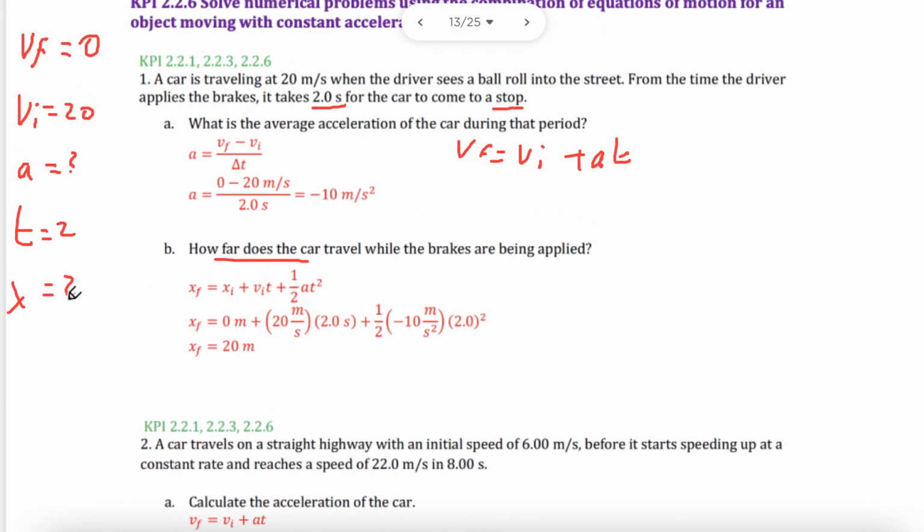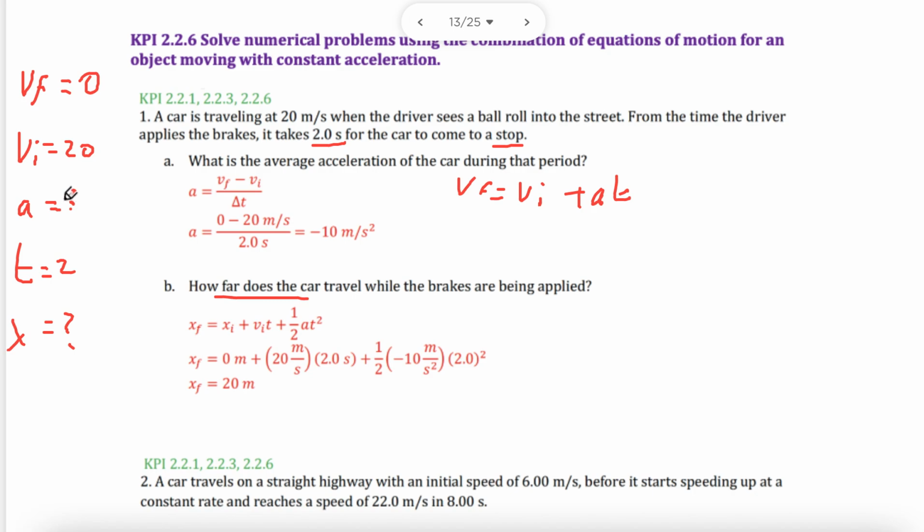So now I need to find distance. I have the acceleration now. This is minus 10. Now that I know it, I need to figure out a formula with this. I can pick any formula I like. I could use the one that we've used so many times, vf squared equals v initial squared plus 2ax. For this one, it means I need to rearrange the formula.